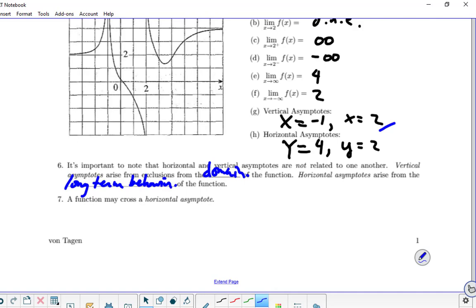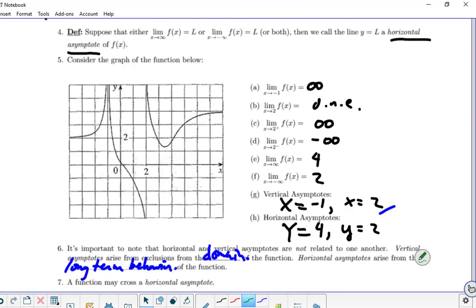Does this graph cross the horizontal asymptote at y equals 4? Yes. Here's the horizontal asymptote at y equals 4. Does it ever cross it? Sure, it crosses it here, it crosses it. Is that a problem? No. All we're saying is that as we go further and further to the right, the y values are getting closer and closer to 4. That's all we're saying. Horizontal asymptotes are just a way of describing the long-term behavior of a graph.